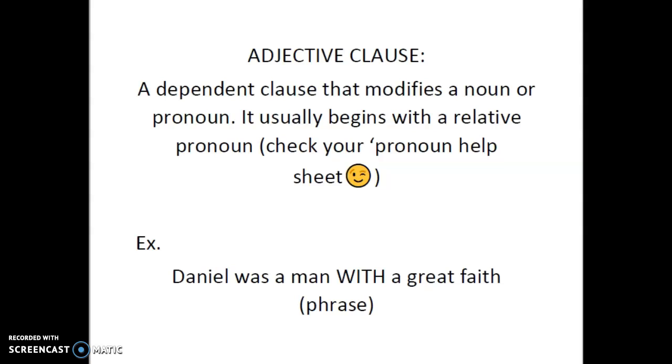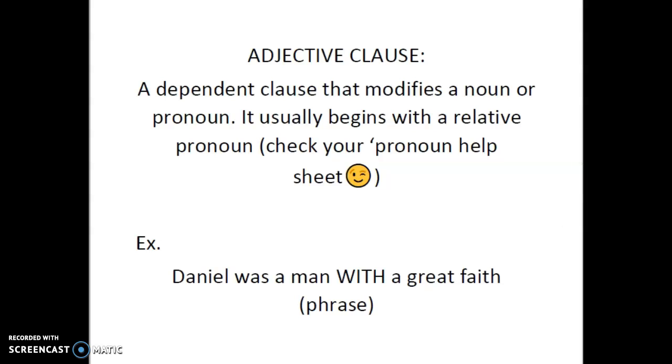Now, I want to take a look at a sentence with a phrase that can describe a noun, and a sentence with a clause that can describe a noun. So if you hop down here to the bottom of this slide, it says Daniel was a man with a great faith. Forgot to put the period there. But with a great faith is describing man or Daniel, because this is a predicate nominative, or predicate adjective rather, and so it can describe either one of those. So that's a prepositional phrase and an adjective phrase at that.